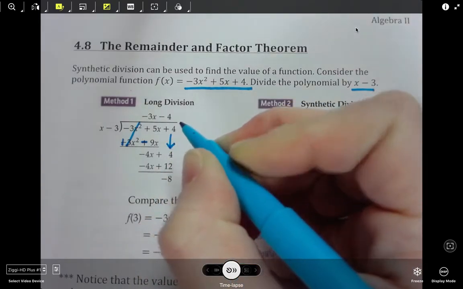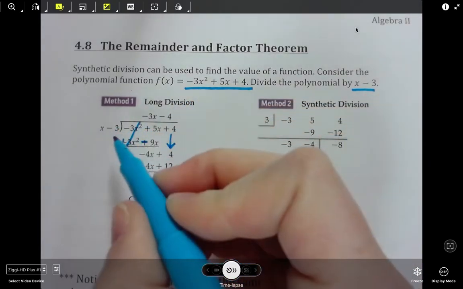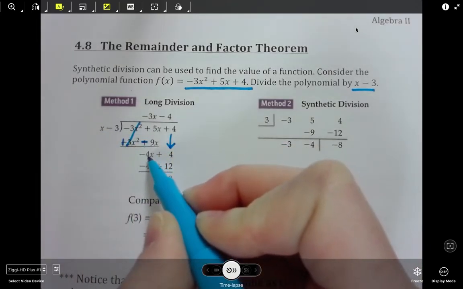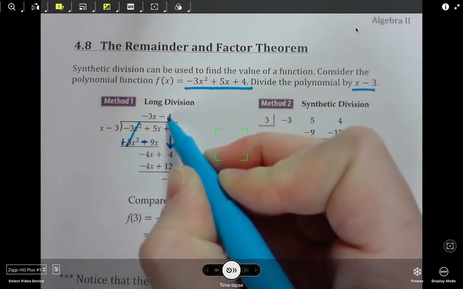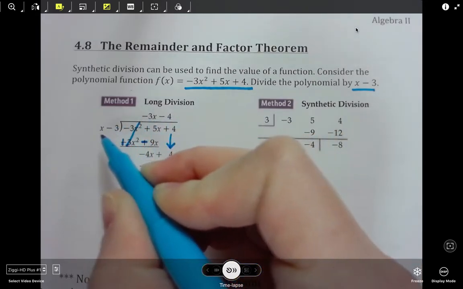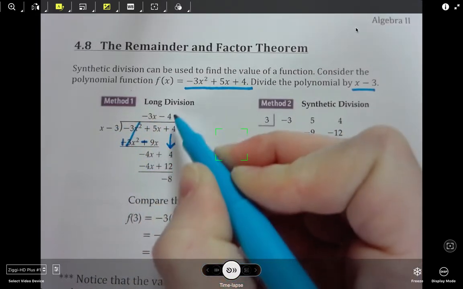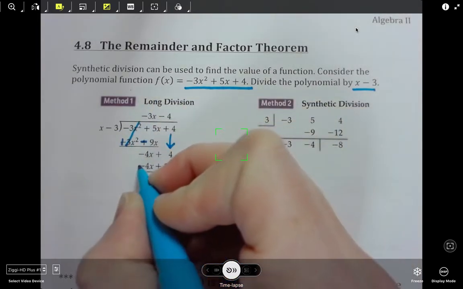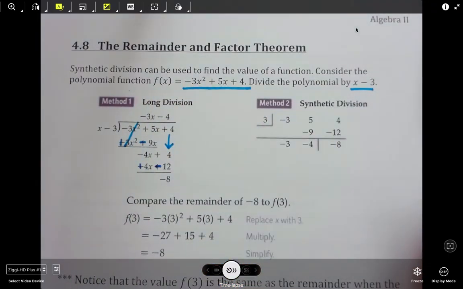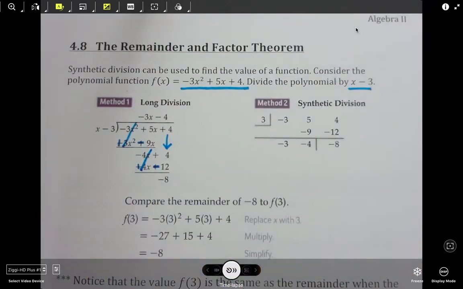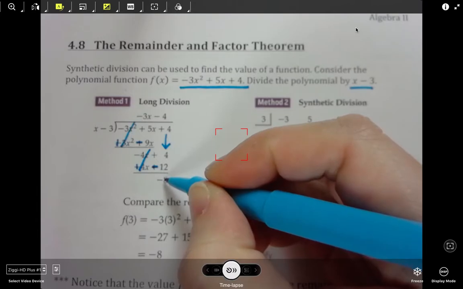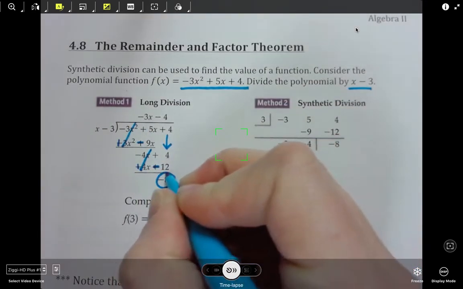Then I continue and do it one more time, and I say, what can you multiply by x to get negative 4x? That's negative 4. Negative 4 times x is negative 4x, and negative 4 times negative 3 is positive 12. Then I flip my symbols again, and the 4x's should cancel out. 4 and negative 12 should give me negative 8. Now negative 8 is my remainder.